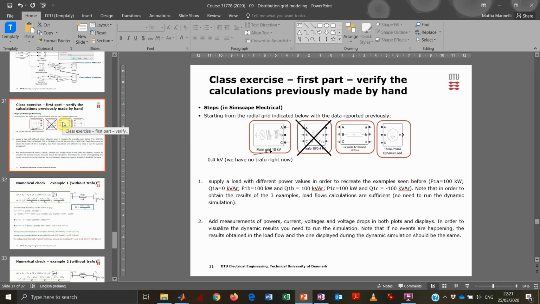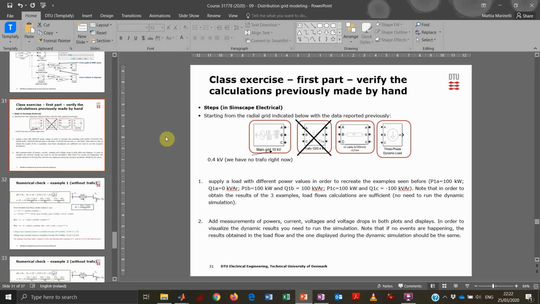Hi guys, we are going to start now the distribution grid part. So we are going to model and analyze how the distribution grid works and mostly understand how to control the voltage and make sure that the components, transformer and so on are not overloaded. We are going to use Simscape Electrical, which is an add-on in Simulink with a lot of pre-built power system components.